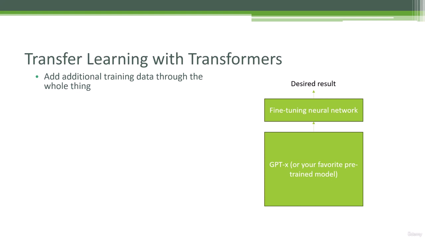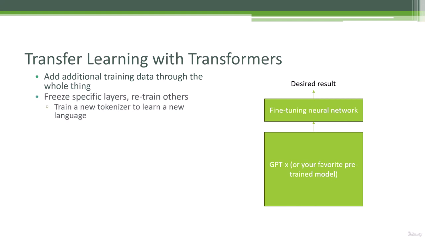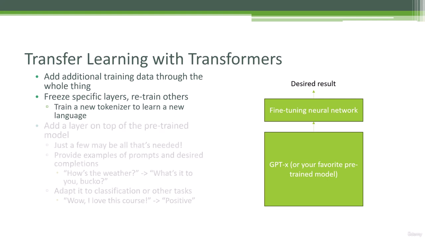So in addition to all of the text from Wikipedia and Reddit and books and whatever else you threw into it originally, you can throw more stuff into it and fine-tune the model that way. Another approach is to freeze specific layers and just retrain others, so maybe just a few layers at the top. That might be one way. For example, you could train a new tokenizer layer to learn a new language and do it that way.